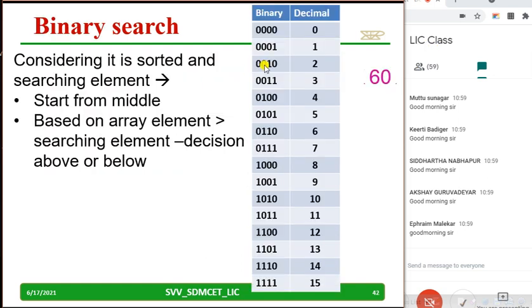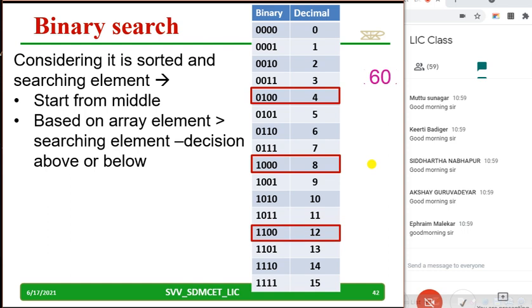And consider it is sorted and searching. See what I do, I go to the middle. Middle means 8th position. 8th position, try to understand this. I will go to 1 0 0 0 if 16 are there. Then, based on the result, either I go up or I may go down.